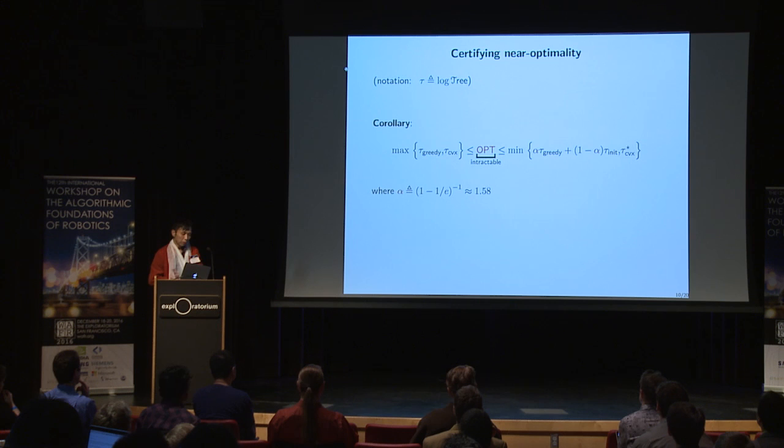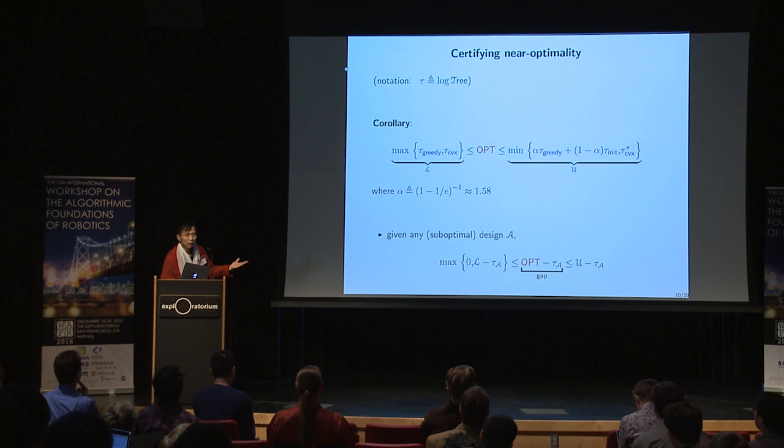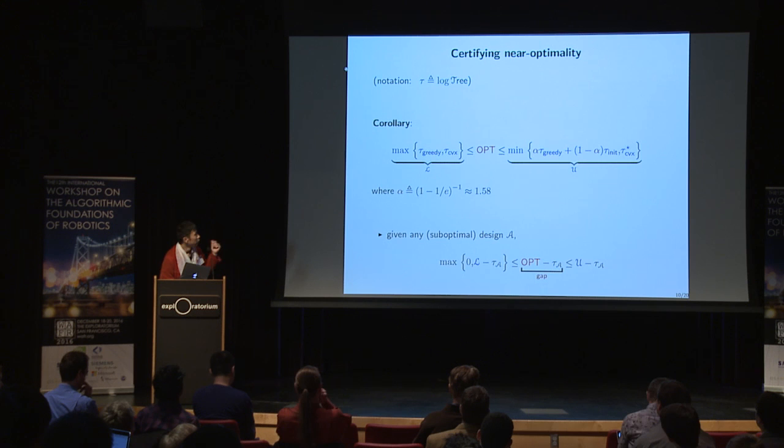Based on those two methods, the good thing is we can provide some performance guarantee. We can get a lower bound and an upper bound for the optimal value of the solution. So this is a result we can achieve. With the greedy and convex solutions, we can get lower and upper bounds. And also for any given design, suppose someone gave me a solution and I want to see how good it is, we can use this result to calculate the optimality gap of this particular design.